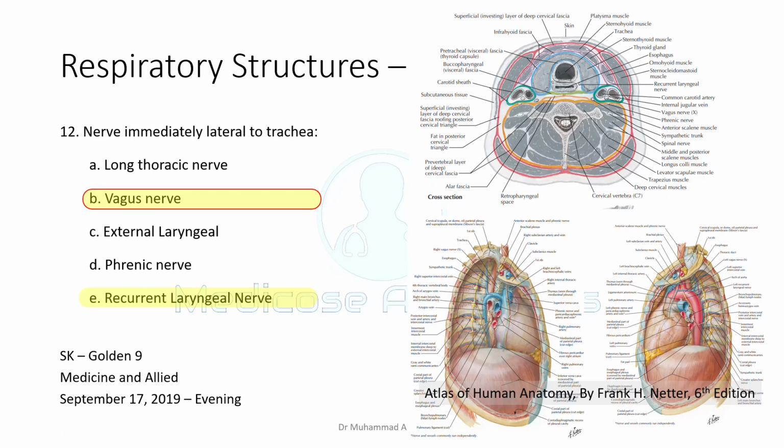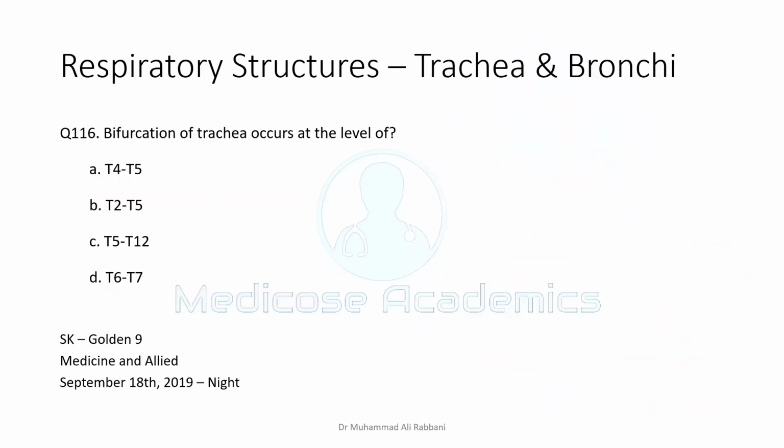If we are talking about the neck at the level of the thyroid gland, then we are talking about the recurrent laryngeal nerve. And if we're talking about the superior mediastinum in the thoracic cavity, then the lateral relation is to the vagus nerve, and to be more precise, it is only to the right vagus nerve. I hope that makes things clear.